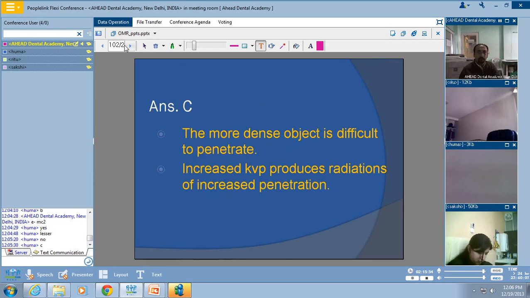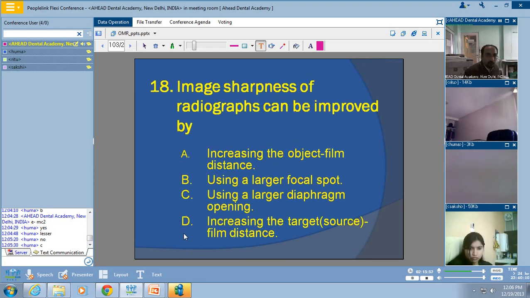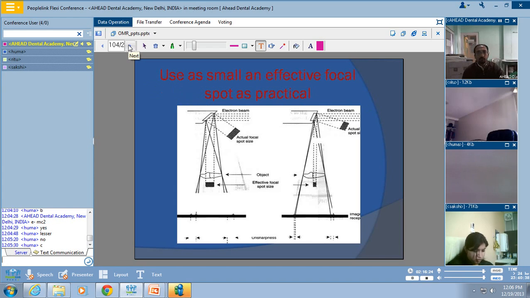Image sharpness of the radiographs can be improved by, we have all these four choices: increasing the object film distance, using a larger focal spot, using a larger diaphragm opening, increasing the target film distance. So what will be your answer in this? How should a focal spot be, small or large? A focal spot should ideally be as small as possible, isn't it?